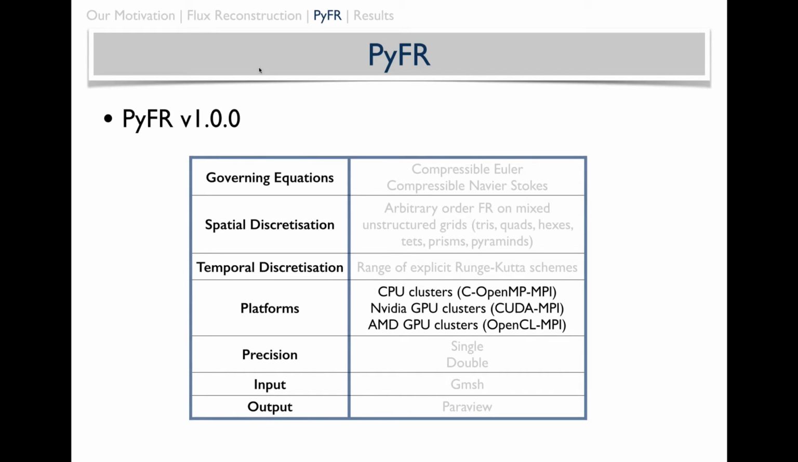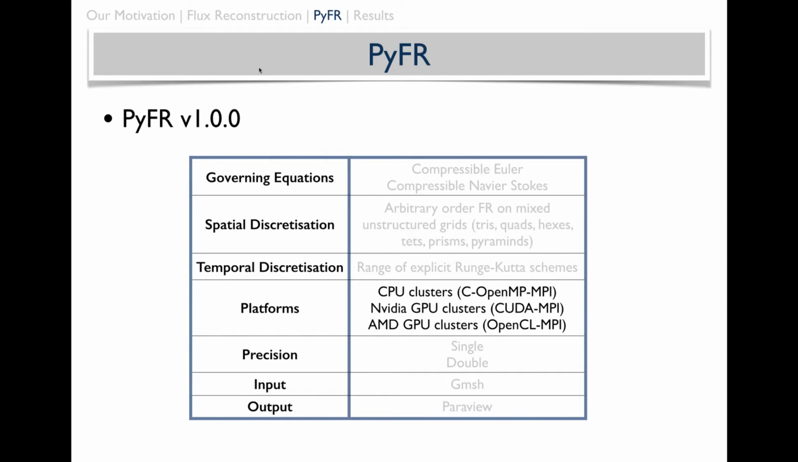Indeed, we have an implementation called PyFR. Py stands for Python because it's implemented in Python. FR stands for flux reconstruction, that can solve the Navier-Stokes and Euler equations in multi-D using the flux reconstruction approach. It can run arbitrary order of accuracy on mixed element unstructured grids. It's explicit in time with a range of Runge-Kutta schemes.